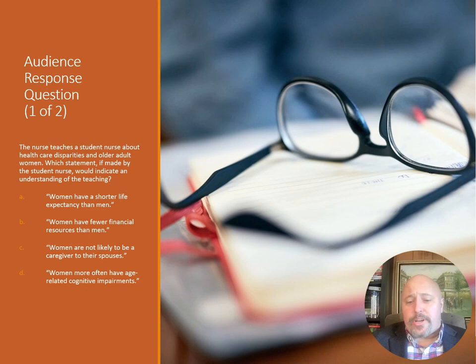Finally, finishing up with a couple audience response questions. The nurse teaches a student nurse about healthcare disparities and older adult women. Which statement, if made by the student nurse, would indicate an understanding of the teaching? A. Women have a shorter life expectancy than men. B. Women have fewer financial resources than men. C. Women were not likely to be a caregiver to their spouse. Or D. Women most often have age-related cognitive impairments.